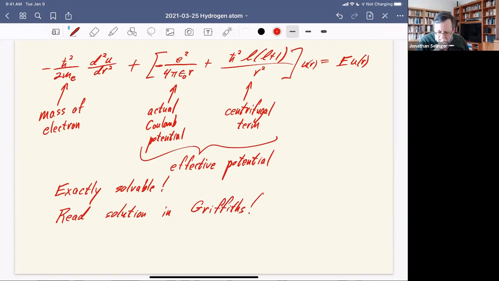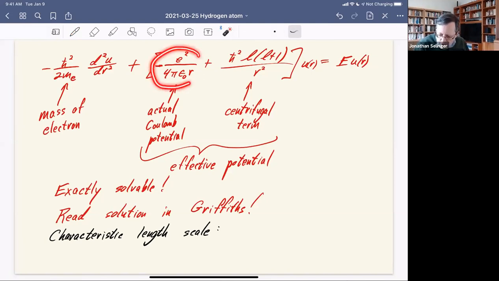Okay, so let me tell you things about the solution. The first thing that I want to point out is that there's a characteristic length scale for the solution. You can tell a characteristic length scale by saying that there are terms in the differential equation which have different dependences on R. If you look at the Coulomb term, it looks like 1 over R. But if you look at this term, it looks like 1 over R squared. And here there's a second derivative, so also like 1 over R squared.